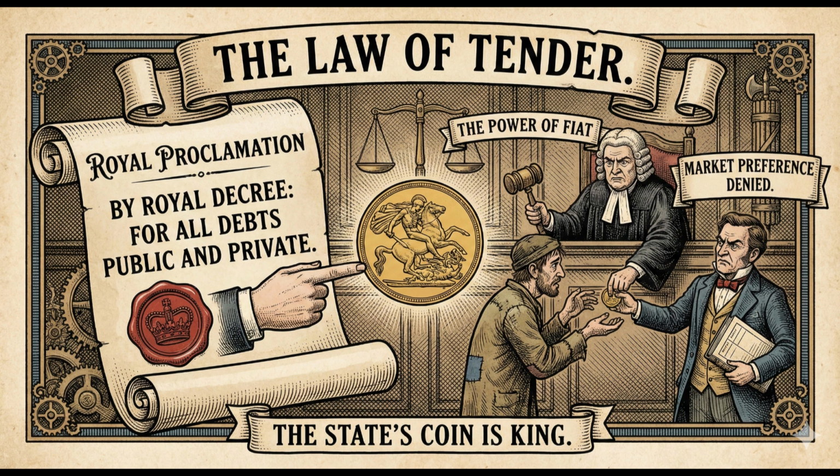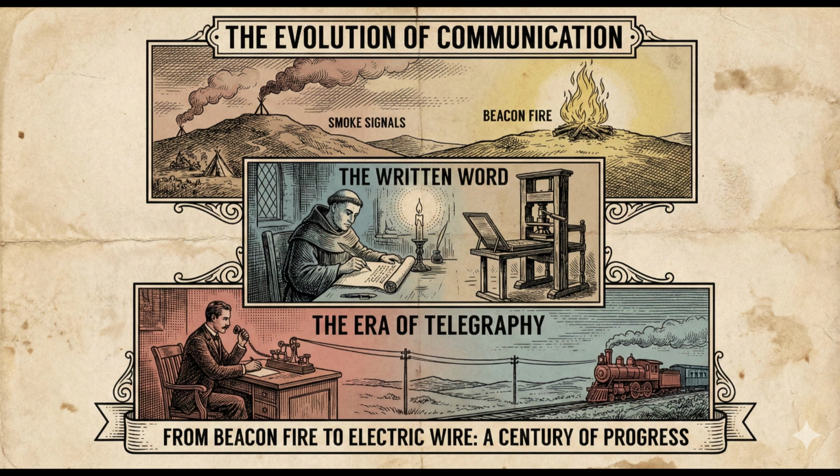The development of the law of tender also introduced the concept of limit of tender. To protect the gold standard, many nations decreed that while gold was unlimited legal tender, meaning it could be used to pay any amount no matter how large, silver or copper coins were limited legal tender, useful only for small transactions. This legal hierarchy was the first step toward demonetization of silver.